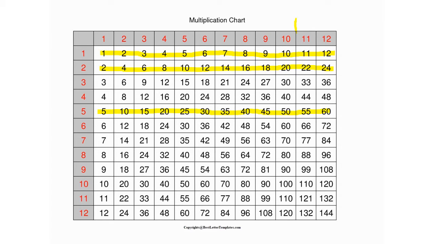10s were an easy pattern as well. 10 times 1 is 10, 20, 30, 40, 50, 60, 70, 80, 90, 100, 110, 120 if you want to keep on going. 11 times 1 is 11, 22, 33, 44, 55, 66, 77, 88, 99. That's good enough for the 11s. Like I said, if you just know the first 10 facts here, 110 is pretty easy since it's a 10.